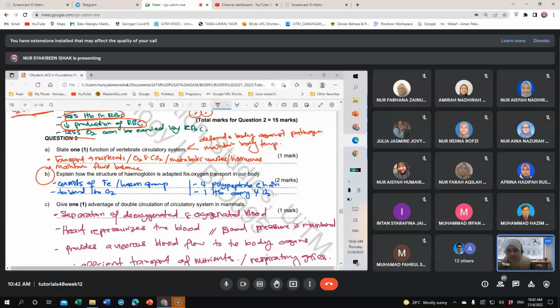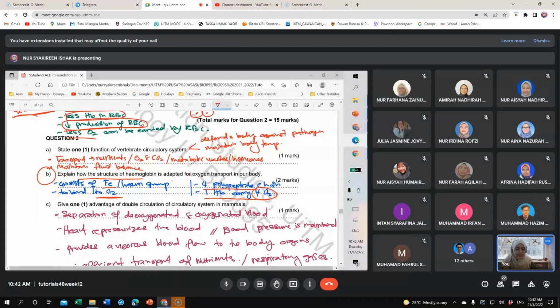Okay. So explain how the structure of hemoglobin is adapted for oxygen transport in our body. So tadi saya dah explain hemoglobin is made up of 4 subunit. Each subunit tu has 4 polypeptide chain. Okay. How structure of hemoglobin is adapted. Okay, so 4 polypeptide chain. So each of the polypeptide chain, each of the subunit has a hem group. Okay, hem group that consists of ferrum, okay, or iron. So the function of the ferrum or the iron is to bind to the oxygen molecule. So therefore, one hemoglobin can carry 4 oxygen molecule.